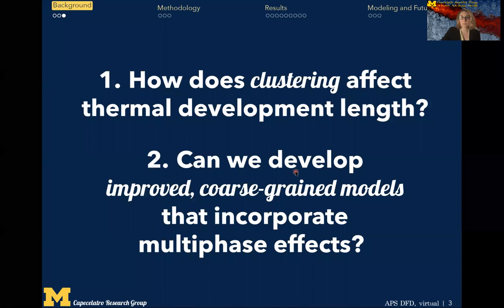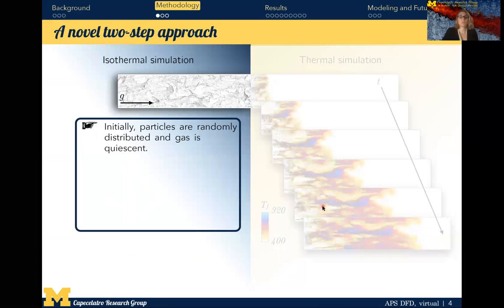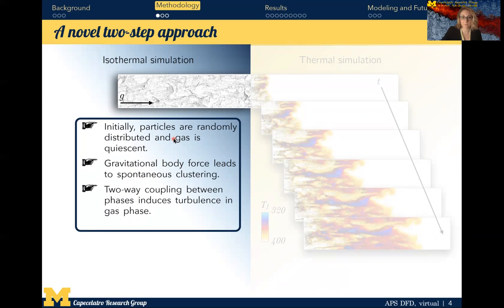So in this talk, we aim to answer, how does clustering affect thermal development length, and can we develop improved coarse-grained models that incorporate these effects? To do this, we conduct a novel two-step approach in which we first conduct an isothermal simulation where particles are initially randomly distributed and the gas phase is quiescent. The gravitational body force leads to spontaneous clustering in the particle phase, and then two-way coupling between the phases induces turbulence in the gas phase.